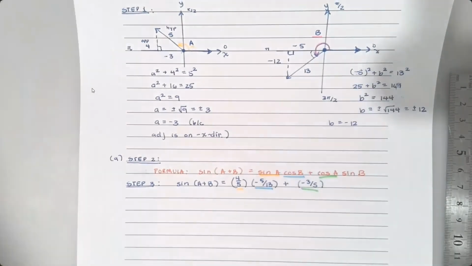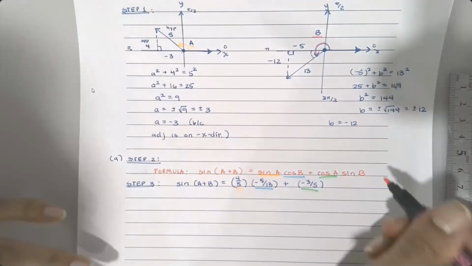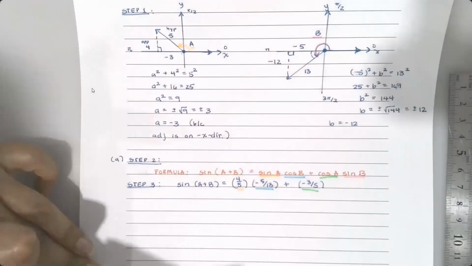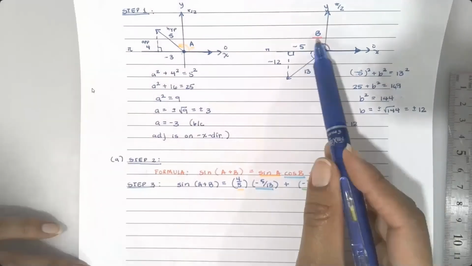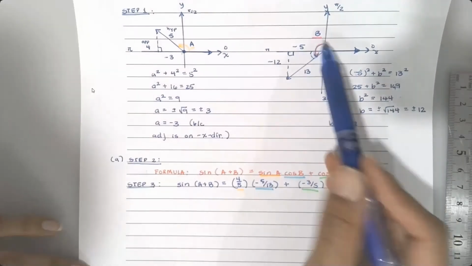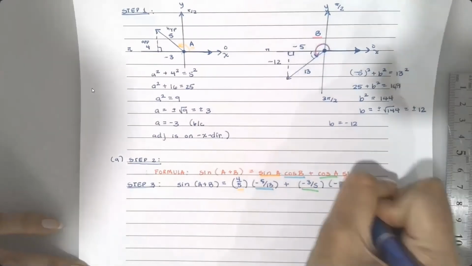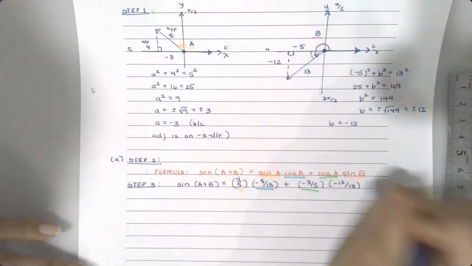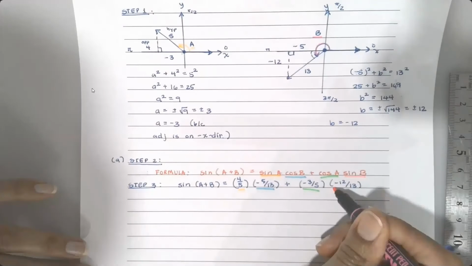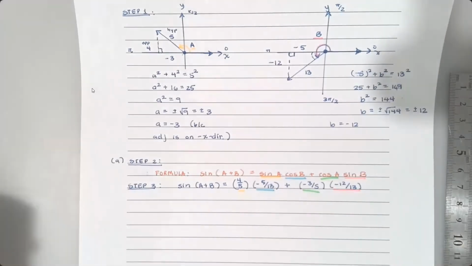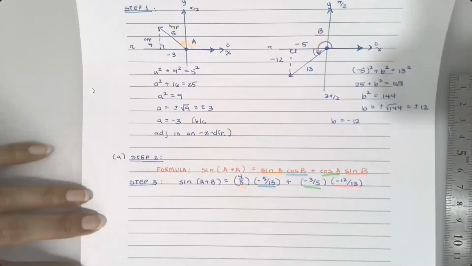And then finally we have sine of B. So sine of angle B, we can look at the second diagram. That's going to be opposite over hypotenuse. So -12/13. So questions up to that point?